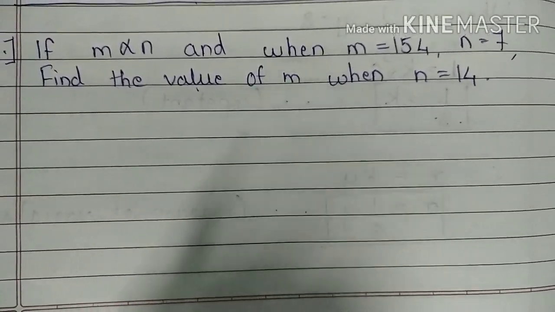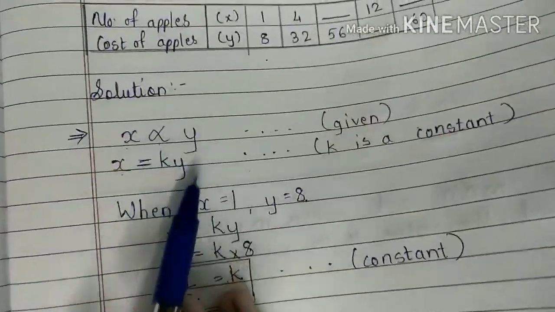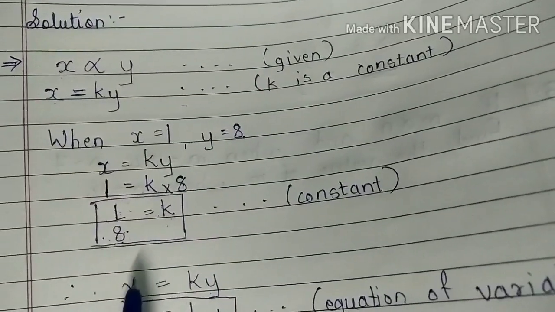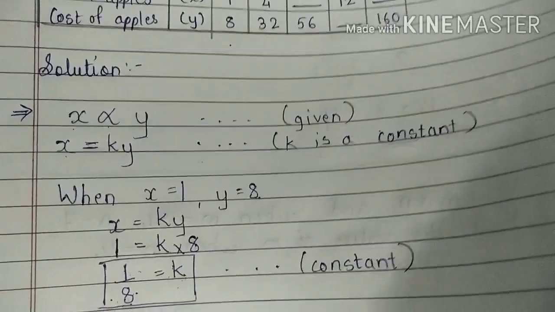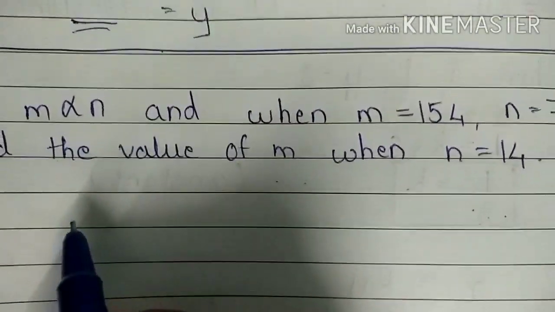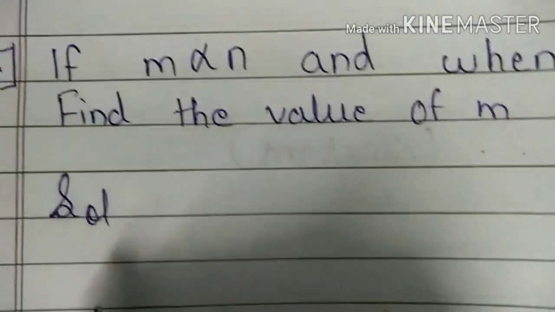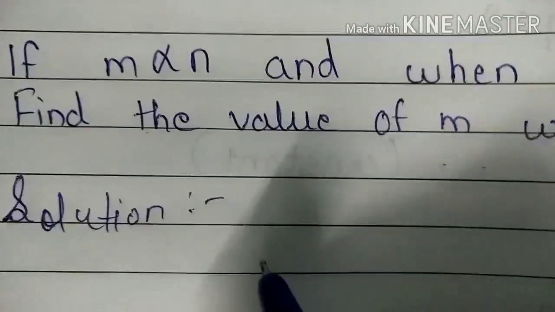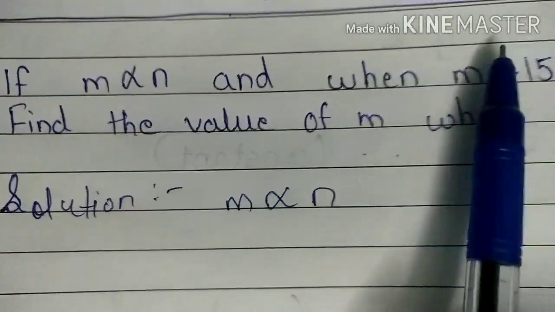As in the table I had shown, what is the method you have to follow? First you need to start with the solution. You have to find out the k. So that is what we are going to do for this sum too. We'll be first finding out k. So what will I write in the solution? I'll write down: m varies directly as n, as already told in the question.